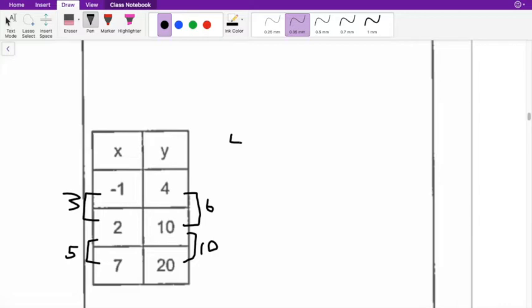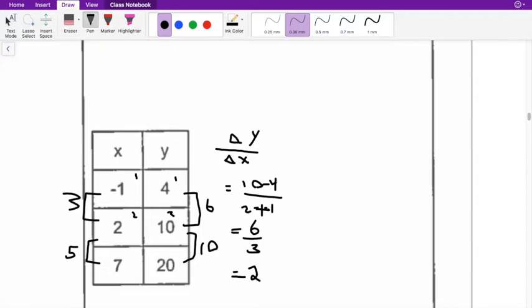we could do the delta y over delta x, right? And if we take a look at this, if we consider this point 2 and point 1, point 1 and point 2 here, we're going to get the exact same thing. So it's going to be 10 minus 4 over 2 minus negative 1. So that's going to equal 6 over 3, since two negatives make a positive, which is going to equal 2.